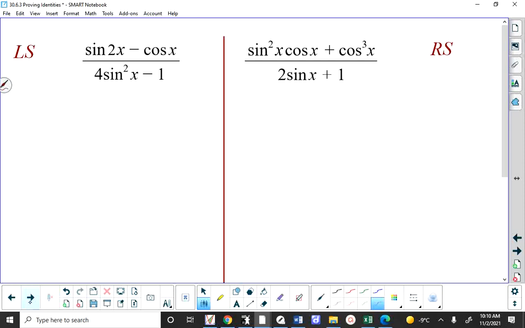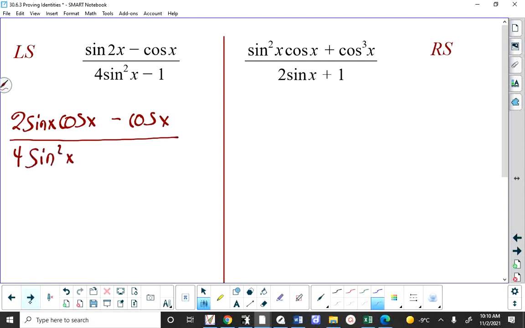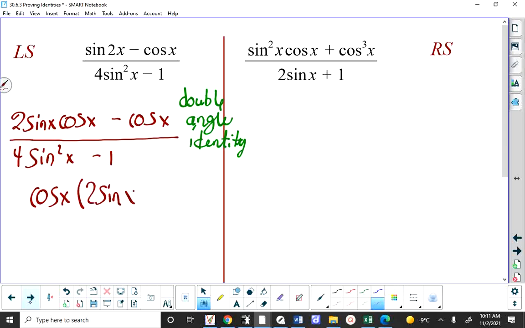So one of the things I look at here is I have sine of 2x. Well, that can be written with a double angle identity. Where we go on the left side has nothing to do with trigonometry. It has to do with your factoring and canceling skills. There's a common factor of cosine of x on the top. So I can factor cosine of x out and be left with 2 sine of x minus 1.